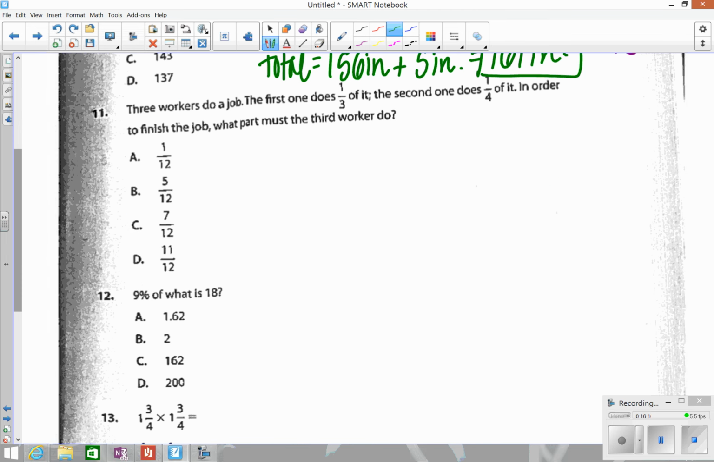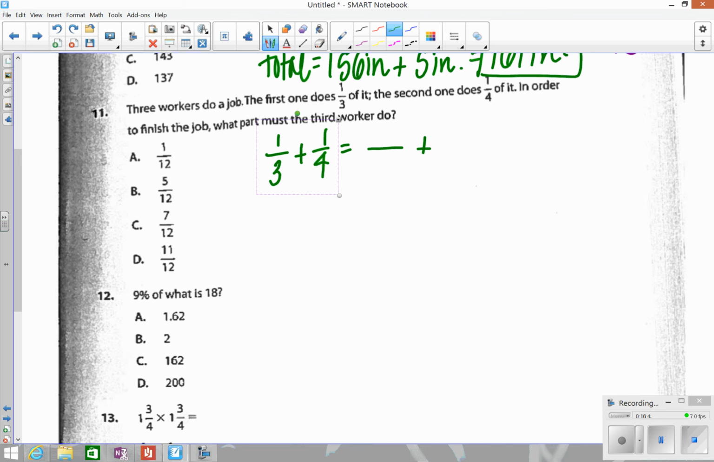Number 11 here, we have 3 workers that are doing a job. The first one does 1/3 of it, the second one does 1/4 of it. In order to finish the job, what part must the third worker do? So far we have 1/3 of the job plus another fourth of it is already done. So let's figure out what this actually equals.